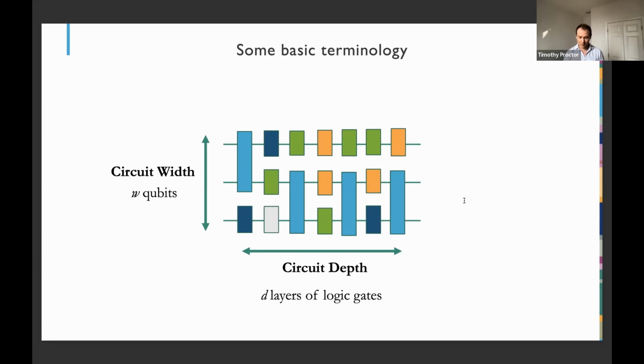And throughout this work, it's pretty important that circuits have barriers in them, in the IBM Qiskit language, meaning that you shouldn't compile together the layers of a circuit. So you have to run each layer in turn.